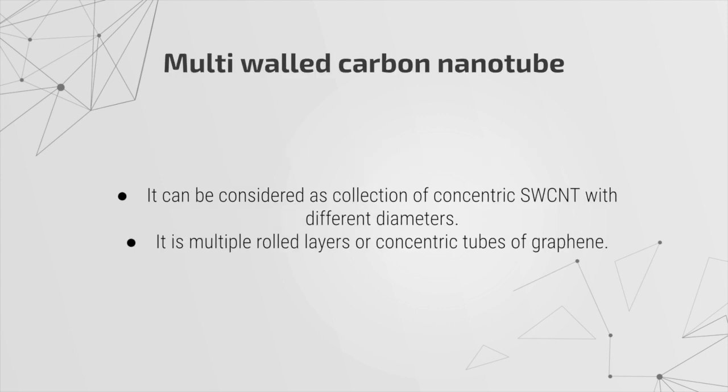Now, multi-wall carbon nanotube. It can be considered as a collection of concentric single-walled carbon nanotubes with different diameters. It is multiple rolled layers or concentric tubes of graphene. Bulk synthesis is easy in this case, whereas it was difficult in the case of single-walled carbon nanotube. Purity is high, unlike single-walled carbon nanotube where it was poor.